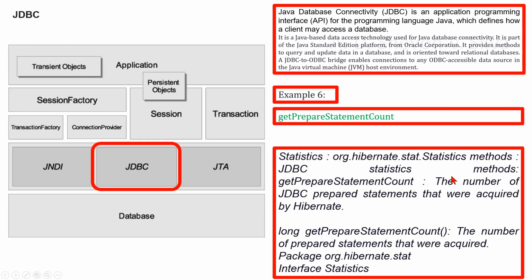Now we are considering JDBC statistics methods in org.hibernate.stat.Statistics. The getPrepareStatementCount method returns the number of JDBC prepared statements that were acquired by Hibernate. The long getPrepareStatementCount method gives the number of prepared statements that were acquired. This is in the Statistics interface, which is in the package org.hibernate.stat.